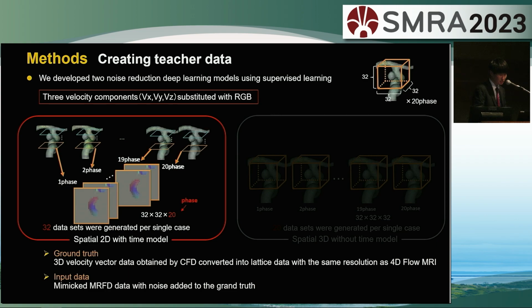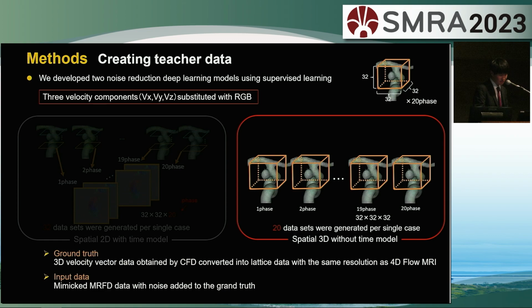On the left side is our spatial 2D with time model. First, we create 20 time phases of one slice 32 by 32 matrix data with the 3 velocity components replaced by RGB as the teacher data. Next, 32 slices of data are created per case. This process was performed on all the teacher data.